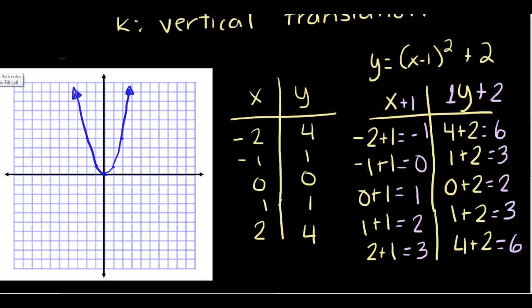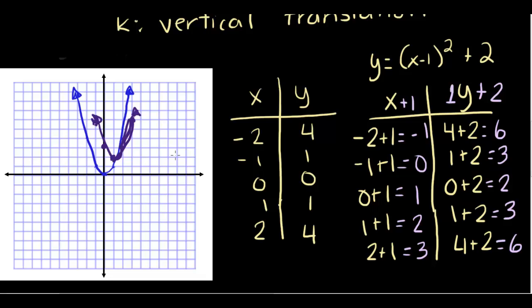And let me select a darker color. So we're going to have negative 1, 6, 0, 3, 1, 2, 2, 3, and 3, 6. So my new graph is going to be, it doesn't look pretty, but that's how it's going to look like.